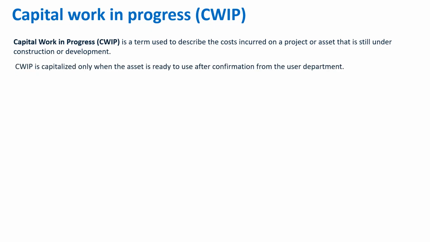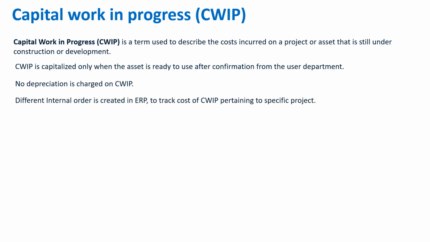Now, CWIP is capitalized only when the asset is ready to use after confirmation from the user department, right? Because the user department has to install, test, certify, and then they will ask the finance team to capitalize it. No depreciation is charged on CWIP because the asset is not ready nor is it used in production, so no depreciation. A different internal order is created in ERP to track the cost of CWIP pertaining to a specific project.